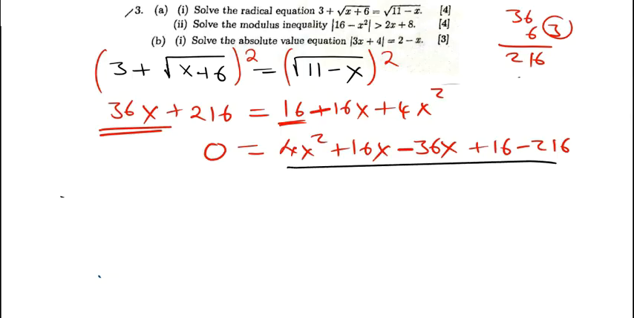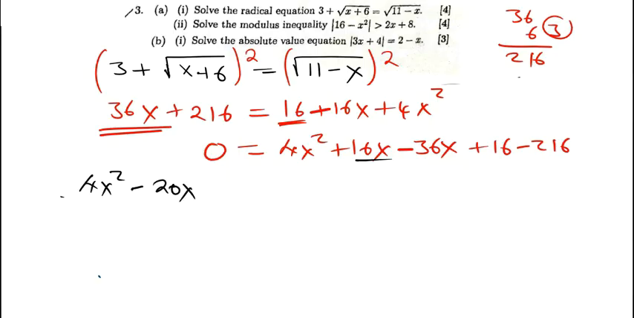So we're going to have 4x squared. 16 minus 36 is a minus, should be minus 20, right? So that's a minus 20x. And then 16 minus 216 is a minus 200. Is it a minus or a positive? It's a minus. Because on the other side it was a positive value, so it is negative. So we have a minus 200. And that is equal to 0.